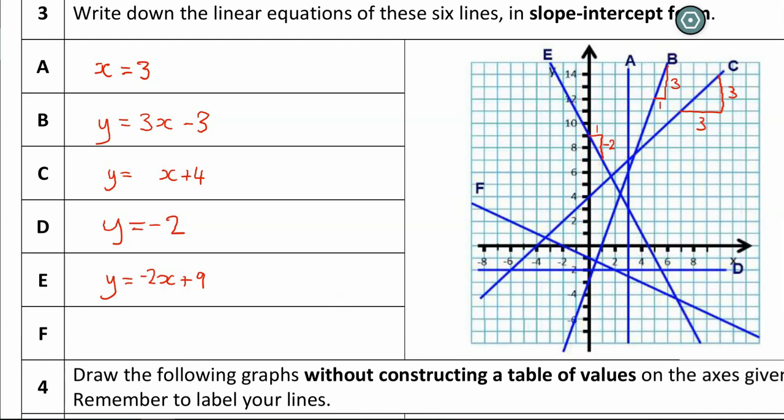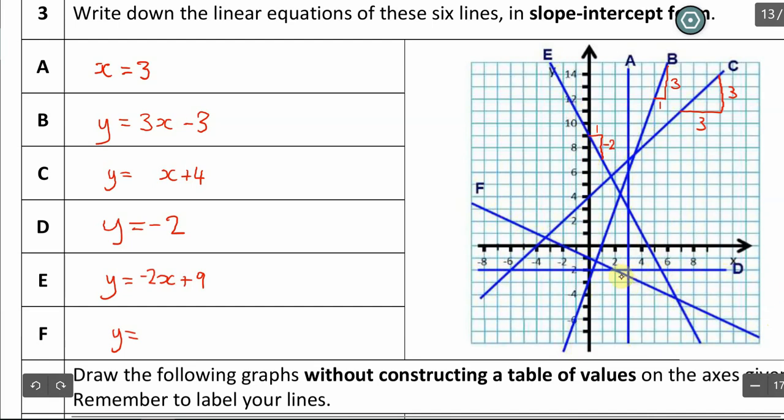So any line which goes downwards from left to right has a negative gradient. Lines which go upwards when going from left to right have a positive gradient. The way I always remember that is that we go from left to right because we read left to right. If we're reading a sentence, we're reading left to right. So positive goes upwards, negative lines go downwards. And finally, line F, hopefully you've spotted it's also going to have a negative gradient.